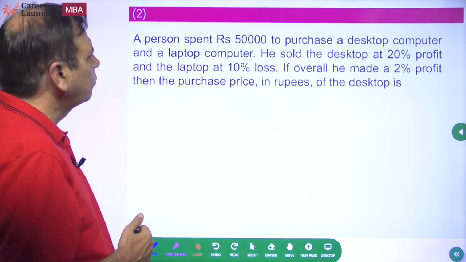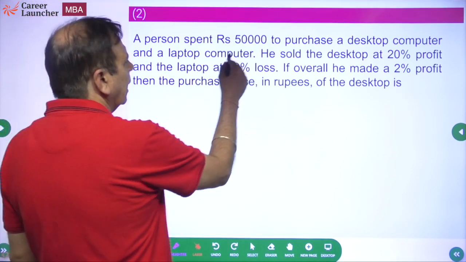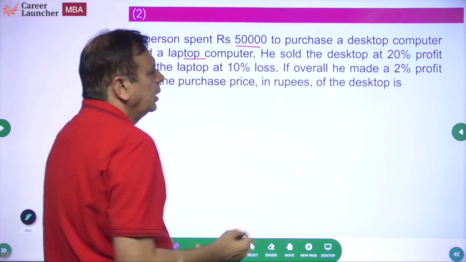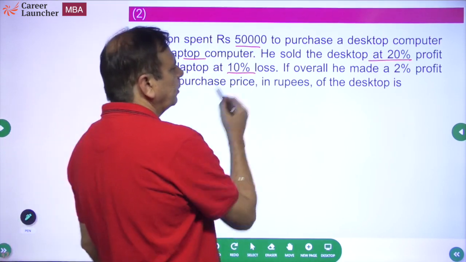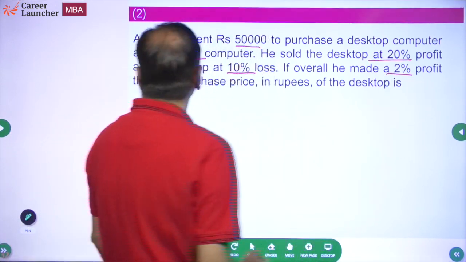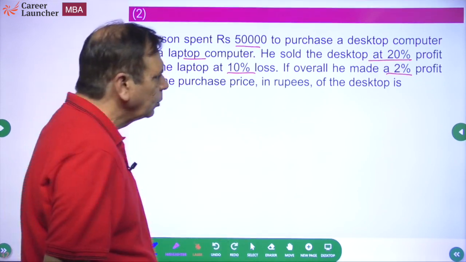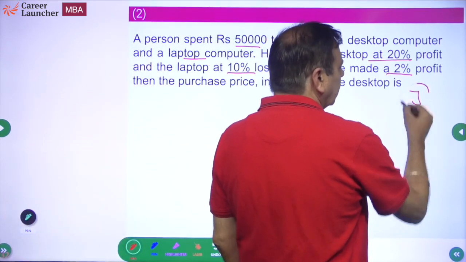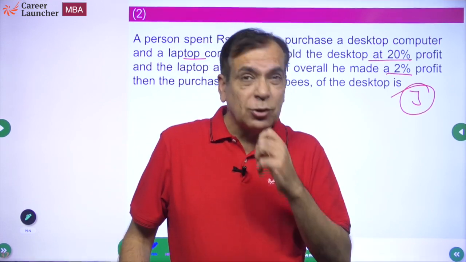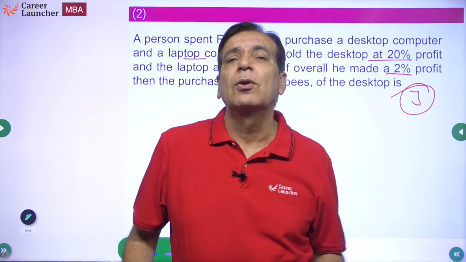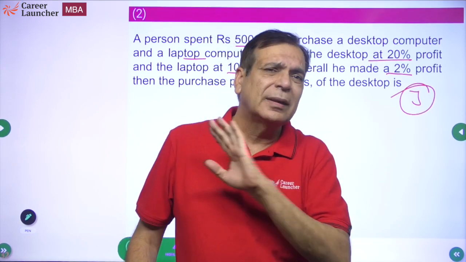A person spent rupees 50,000 to purchase a desktop computer and a laptop computer. He sold the desktop at a profit of 20% and laptop at a 10% loss. Overall, he made a 2% profit. What is the purchase price in rupees of the desktop? What is the jugaad out here? Allegation. Most of the people don't use it for such questions, but the right jugaad for this question is allegation. Don't waste time making equations.